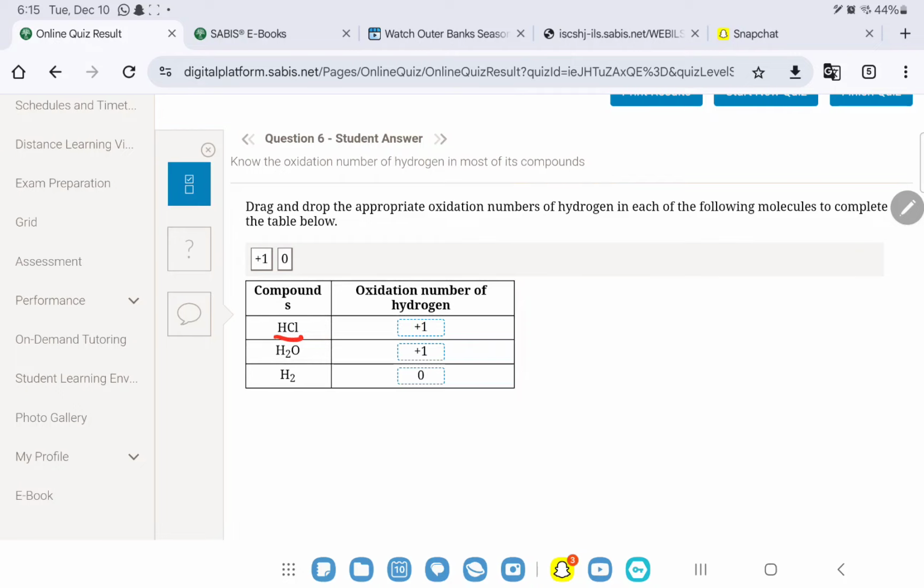Here we have HCl. You want the oxidation number of hydrogen. Here Cl is -1, so H must be +1, making it +1. Here is H2O. We already calculated it in the first question, but O is -2. So 2 times +1 plus -2 equals 0. So this is true, making it also +1. Here H2 comes as an element. So if it's an element, 0. Easy. Now let's move on.